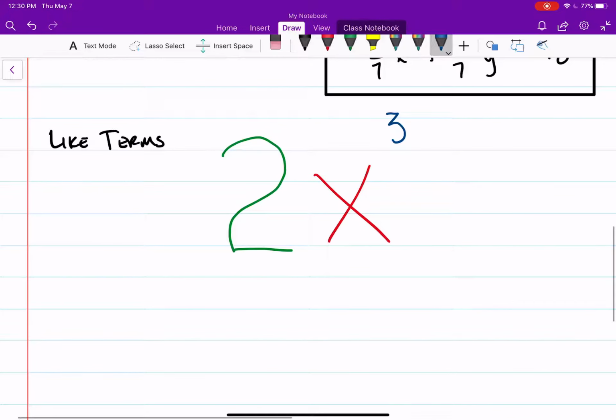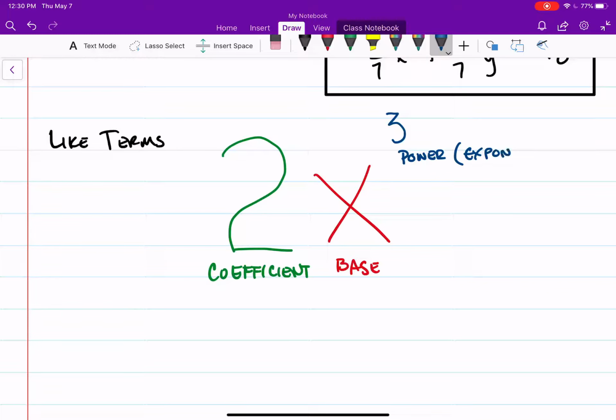Okay, so this is a term, right? So there are names to this. The green here is called a coefficient. The red here is called the base. And the blue here is called the power or the exponent. Okay, so the 3 is the only one that has two names to it. They're special, but the x is the base and the coefficient.